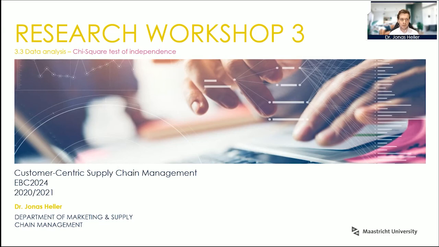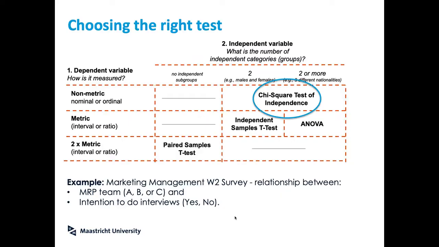Research workshop number 3, topic of data analysis, where my colleague Dr. Tim Hilkin will walk you through the chi-square test of independence in SPSS. As you likely recall, you will be conducting a chi-square test of independence when you have a dependent variable that is measured on a non-metric scale, so nominal or ordinal, and an independent variable with at least 2 independent groups.